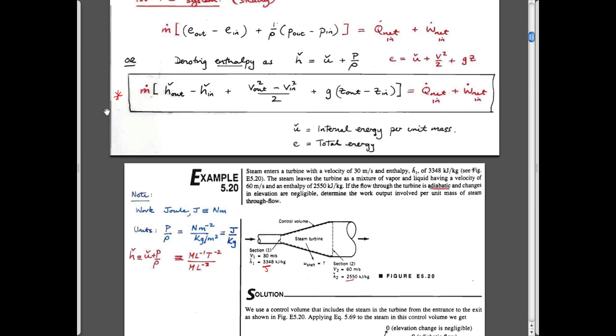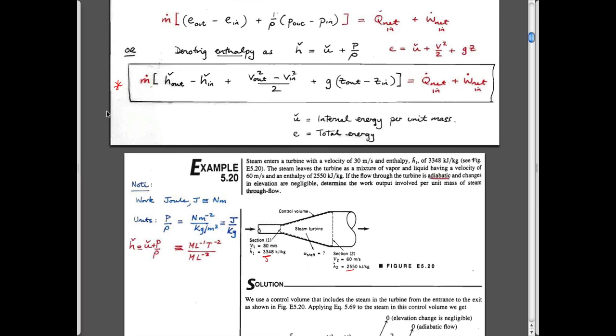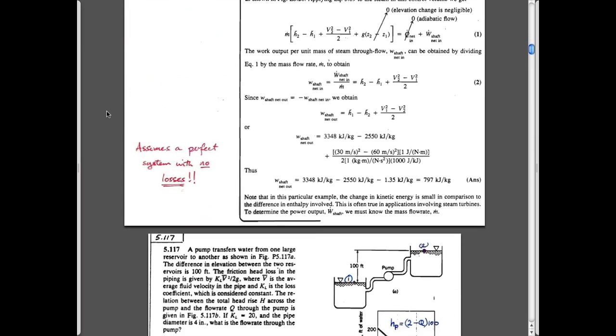We really only used it in this one example. This isn't a thermo class, but this is our brief foray into thermo, at least in terms of looking at cycles. Okay, so that's one of the expressions.